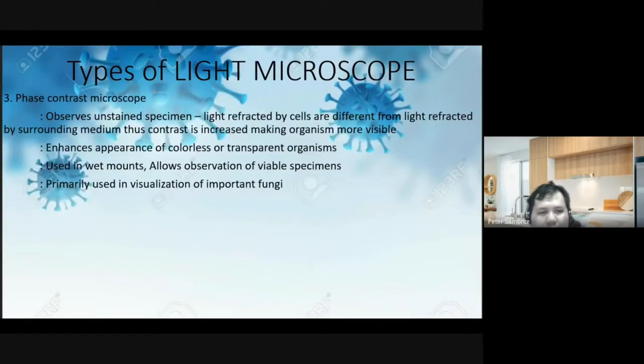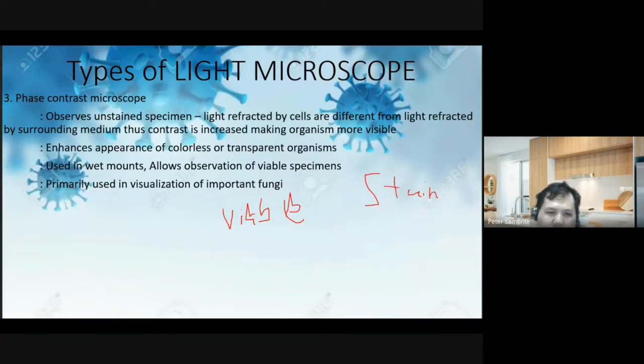Then another one of your light microscopes would be your phase contrast microscope. Your phase contrast microscope, class, is used to observe unstained specimens. So let's say, class, you want your bacteria to be viable. So when I say viable, alive, you want them to be viewed alive. You would use your phase contrast microscope.